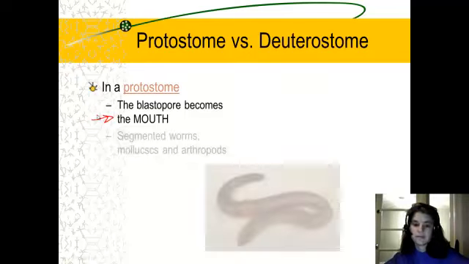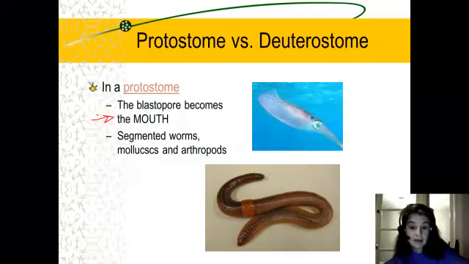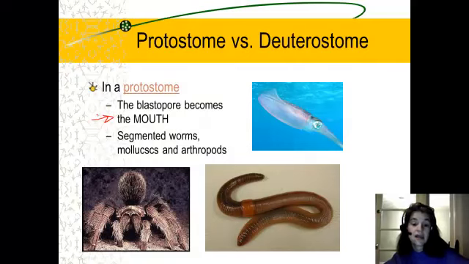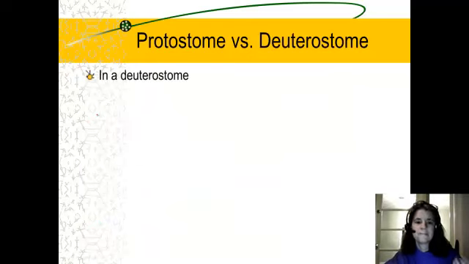Now, who follows this type of development? Segmented worms do. Its blastopore becomes its mouth. Mollusks like squid and snails and things, and all arthropods, everything from crustaceans, crabs, to insects, grasshoppers, all of that. So almost all of your invertebrate animals are protostomes, except for the ones that are so primitive they can't even have a coelom, so we can't have this discussion.